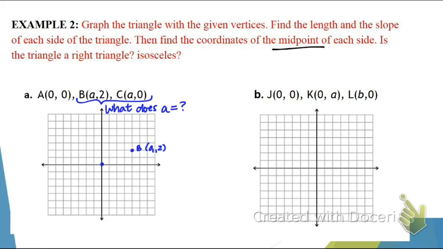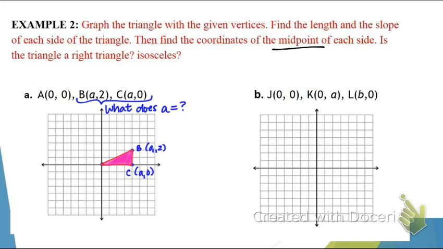So I don't write 4. Notice that I still call it a. So B is a coordinates from the origin and 2 spaces up. And then I can plot C. C is a spaces from the origin and 0 spaces up. So here's my triangle. And now I have quite a bit of work to do.